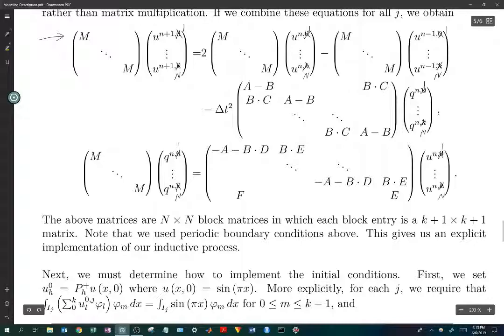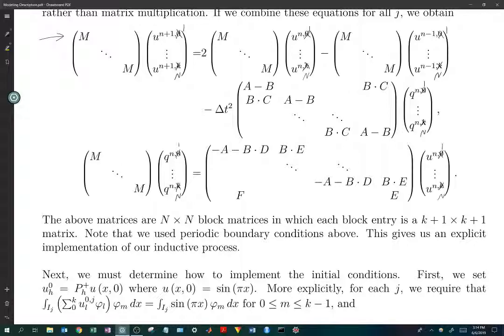Now, of course, you might be wondering, this matrix of capital M's, this block matrix, is it invertible? It turns out it is. It turns out you can prove that. I'm not going to worry about that. So this works. If you know all the information up to lowercase n, then you can use the top equation to get all the u^{n+1} information, and then you can use that to get the q^{n+1} information in the bottom equation. Okay, so that's the inductive process.